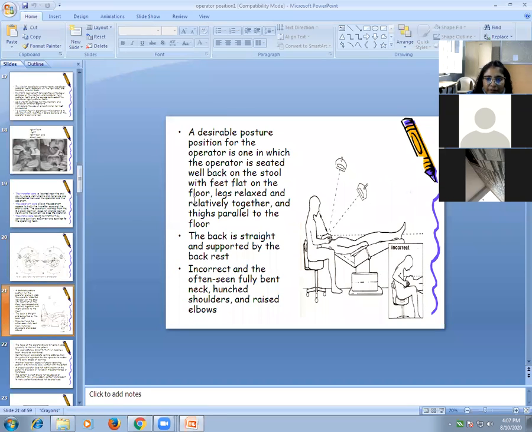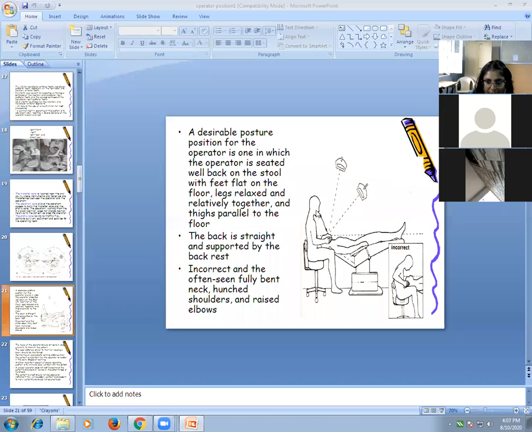The desirable posture for the operator is one in which the operator is seated well back on the stool with the feet flat on the floor, legs relaxed and relatively together, and thighs parallel to the floor. You can see this is the incorrect posture and this is the correct posture. See how the dentist is hunching his back over the patient's mouth.